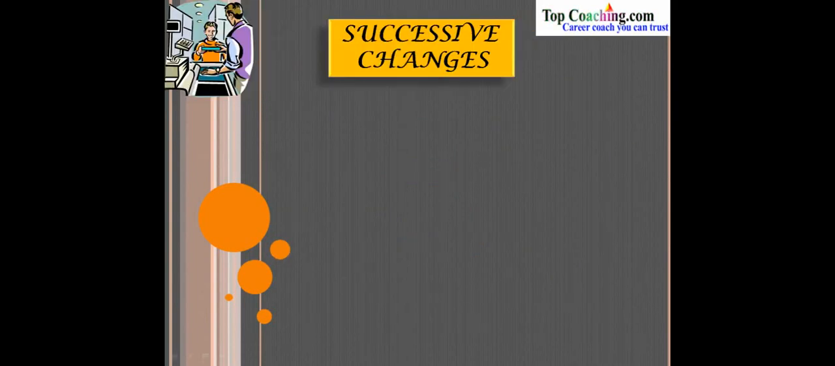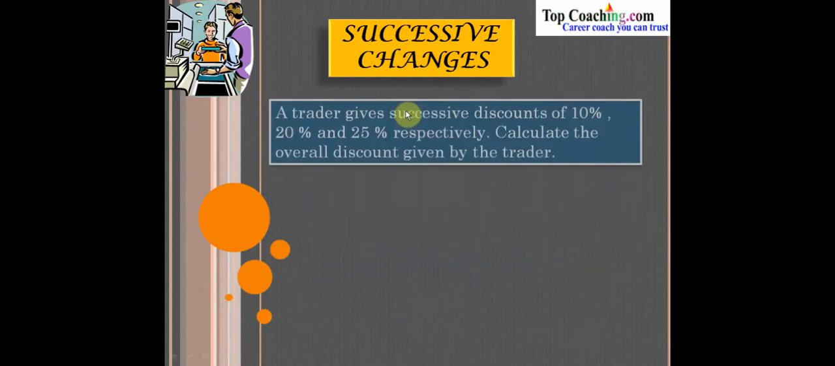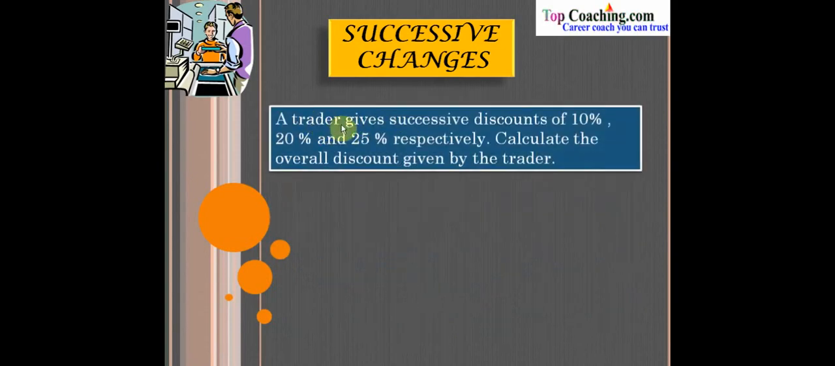Now we shall see what happens when successive changes are made to a quantity. Let's try to understand this through an example. A trader gives successive discounts of 10%, 20% and 25% respectively. Calculate the overall discount given by the trader.